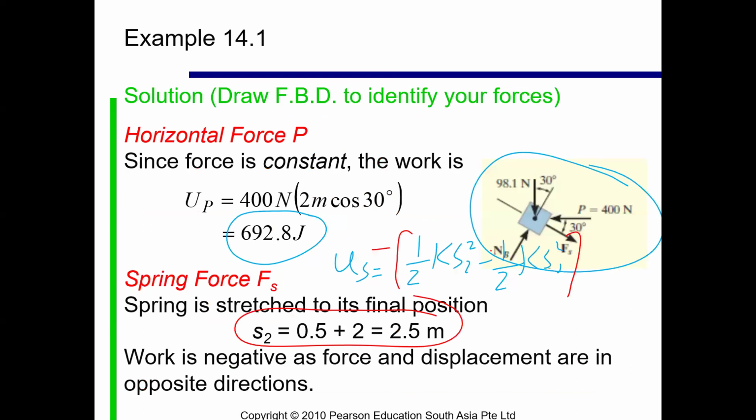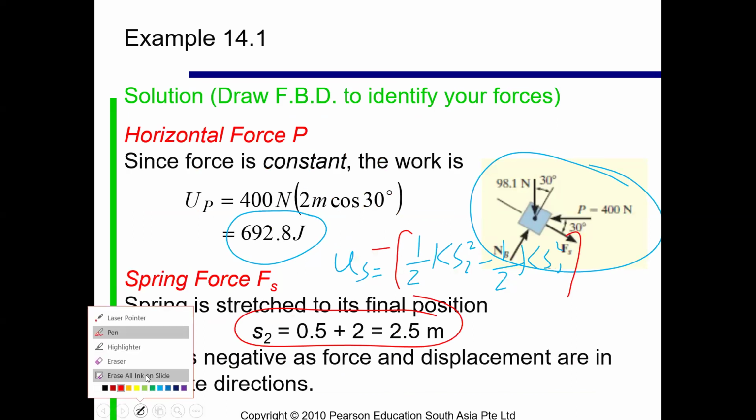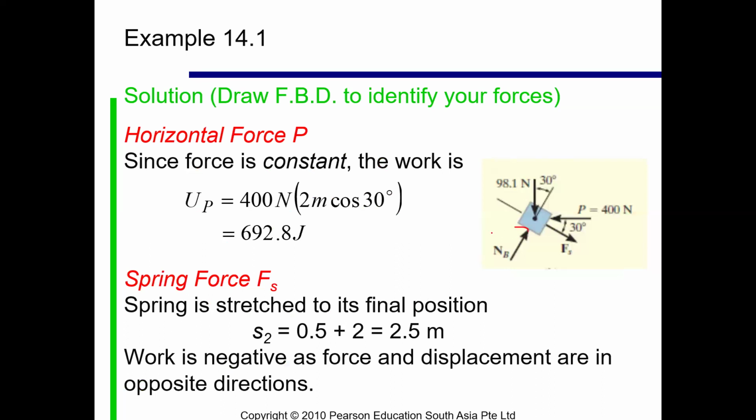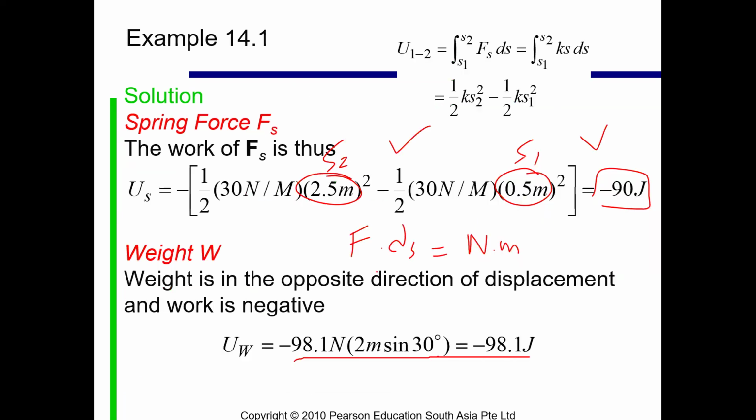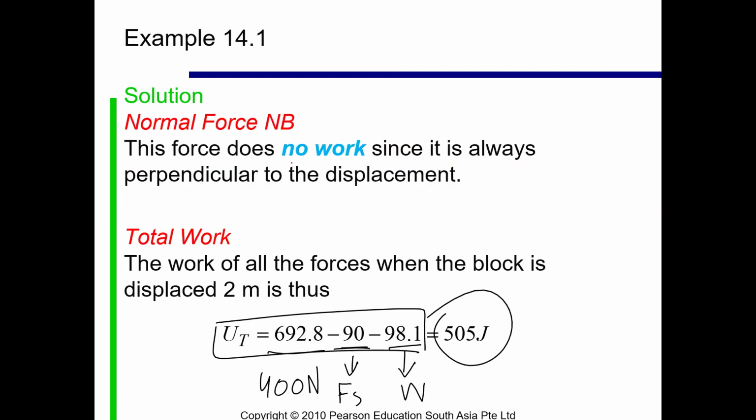Is there any work done involved because of the normal reaction, this one? Would it contribute? No, it's not, because it's 90° to the displacement, right? So if it is 90° to the displacement, then it is not in the direction. There is no component of this one in the direction of displacement. So it will not contribute in any work done related calculation. So it will show you no work related to that.